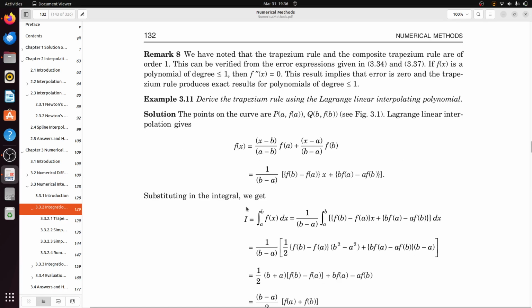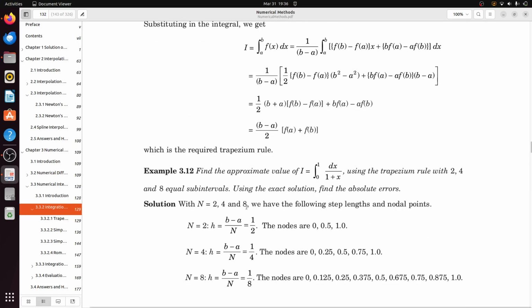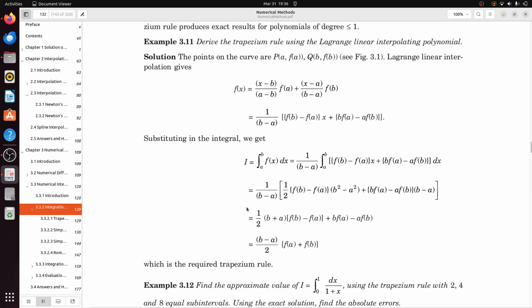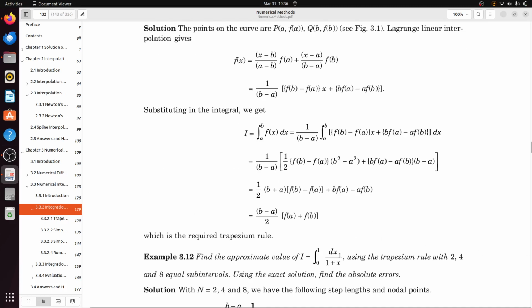These are not needed for us. So we will simply use trapezoidal rule, solve it, and find the approximate value of I equal to integral 0 to 1 dx by 1 plus x using the trapezoidal rule of 2, 4 and 8 equal subintervals. So you just solve it for 4 subintervals. No, 2 subintervals is sufficient. 2 subintervals means just break it into 0 to half and half to 1.